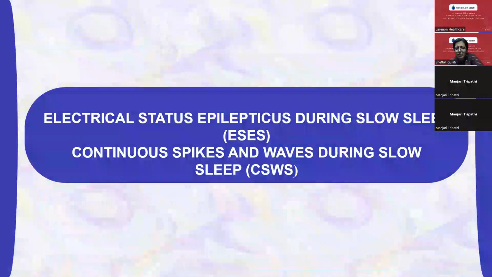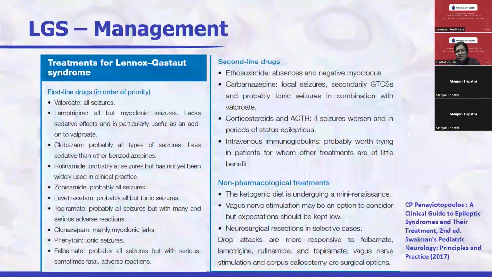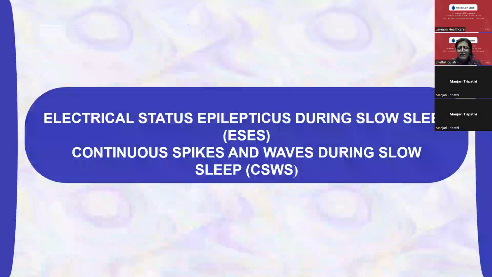We will not talk about the management. They are mostly drug resistant, so DRE management will be there for Lennox-Gastaut syndrome. And next in the spectrum comes electrical status epilepticus during slow sleep, and continuous spikes and waves during slow sleep.